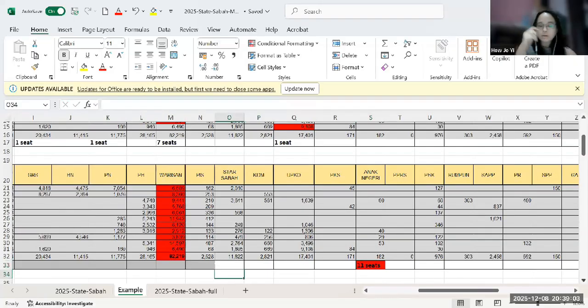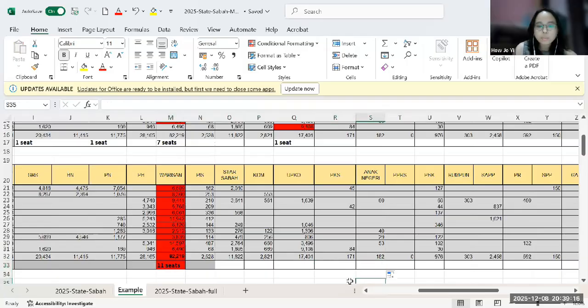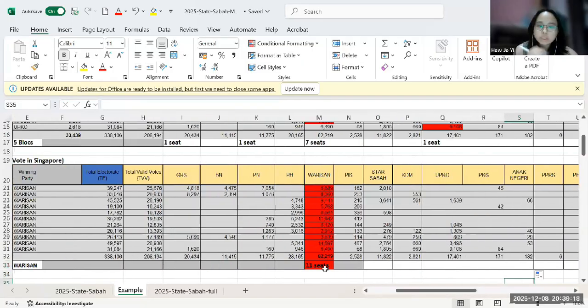Okay. This is 11 seats. Basically it means that it's not Anak Negeri who won 11 seats. It should be here, I think. Warisan that won 11 seats. Okay. Right? Is it clear?